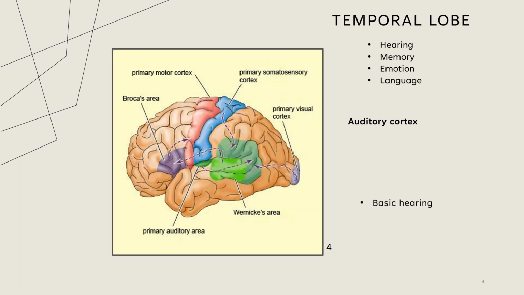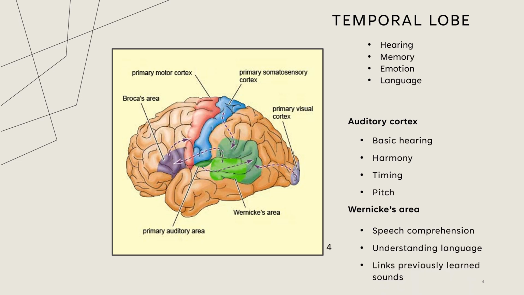Next, we have the temporal lobe. This is the one that sits on the side of your brain near your temple, below the other three lobes we're discussing here. Primarily responsible for things having to do with hearing, memory, emotion, and language. If you look at the bottom of this diagram, you'll see two areas of the temporal lobe that they've pointed out. The first being the auditory cortex.